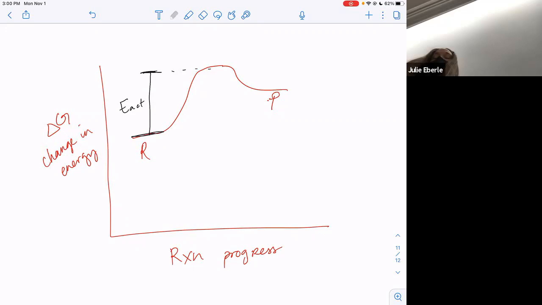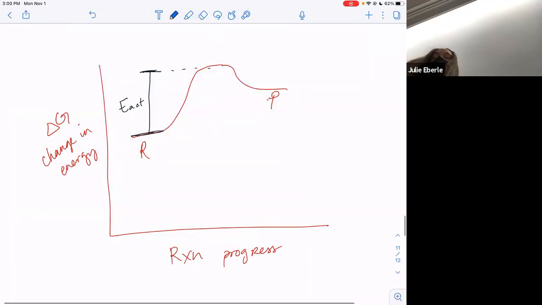Okay, and then we have a delta G too, right? How do we mark off or label our delta G? From the peak to the product? Right here? Is that right? It's not right. This is the difference in energy between our reactants and products. So that's not a bad idea, but not quite right. So we would mark off our energy level of our reactants and our energy level of our products, and we'd find the difference between those things, okay? That's the delta G.